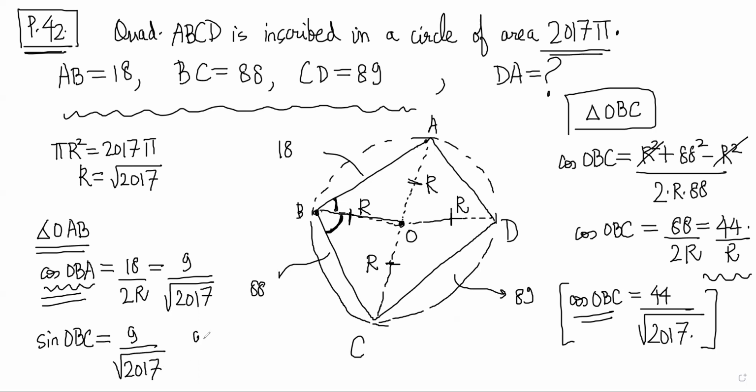And similarly, let's find sine of OBA. In that case, you will get 44 by square root of 2017, because we are finding it from this cosine value. And now you can easily show that these two angles are adding up to 90 degrees, because we can see that they are complementary in nature.